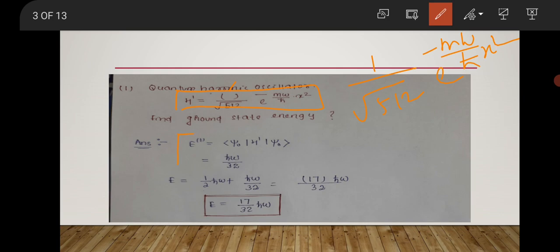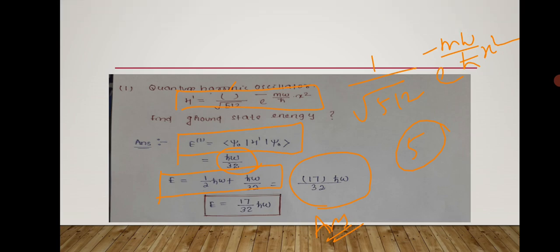So you have to calculate the first order energy correction, and by doing the integration you will get the value of h cut omega by 32. So the total energy of the system will be 1 by 2 h cut omega plus h cut omega by 32. So it will be 17 by 32 h cut omega. So this will be the correct answer to this question. This was in part C for the 5 marks. Okay, so move to the next part.